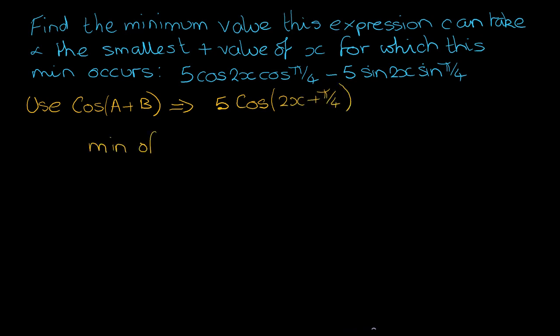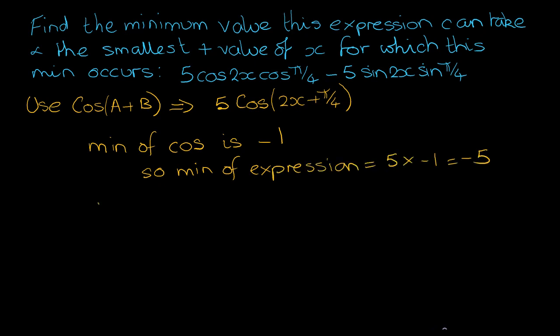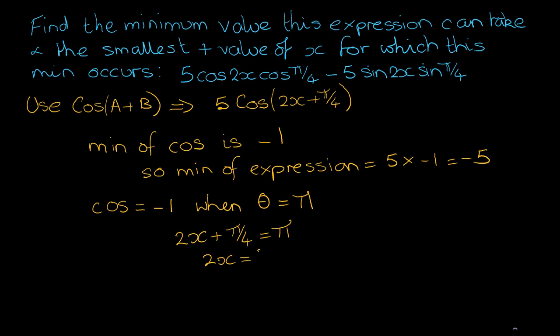So the minimum cos can ever be is minus 1. Therefore the minimum of this expression is 5 times minus 1, which is minus 5. So cos is minus 1 when the angle is pi. So 2x plus pi over 4 equals pi, which leads to 2x equals 3 pi over 4, which leads to x equals 3 pi over 8.